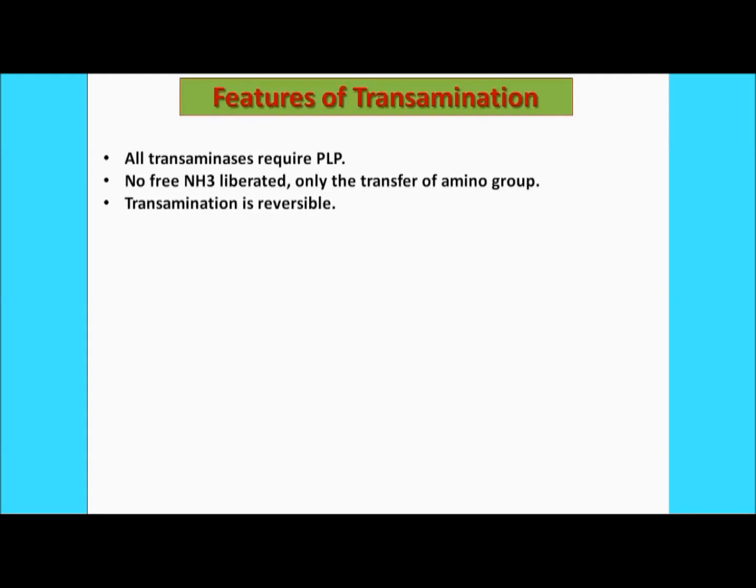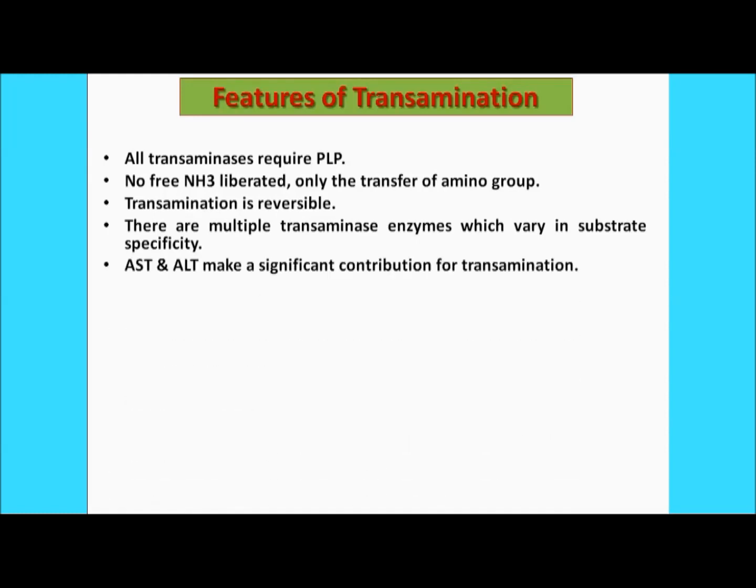This transamination process is reversible in nature, so it can take place by both the forward reaction as well as the backward reaction. Moreover, there are multiple transaminase enzymes which vary in substrate specificity. For different substrates involved in the transamination reaction, you will have a different set of enzymes. Among these are AST and ALT. AST is aspartate aminotransferase, and ALT is alanine aminotransferase.